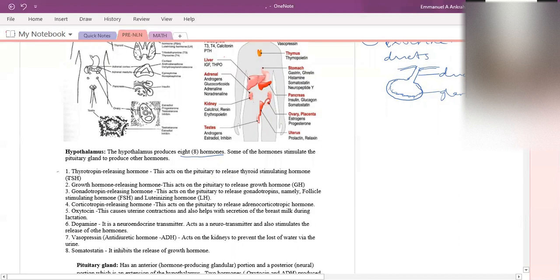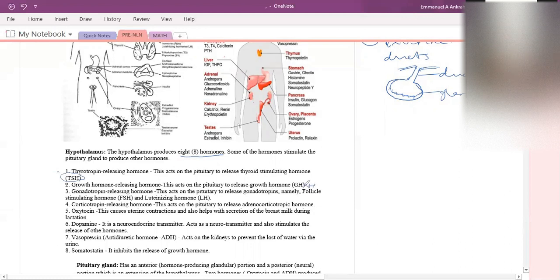So that's TSH for short. So it stimulates the thyroid gland to release its hormone, right? They have two, growth hormone releasing hormone, right? Growth hormone releasing hormone. This acts on the pituitary gland to release its growth hormone. So GHRH, usually.